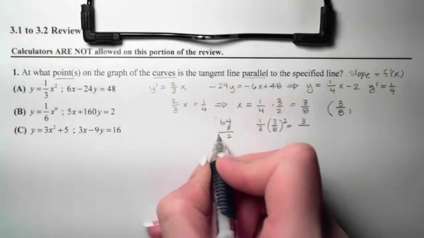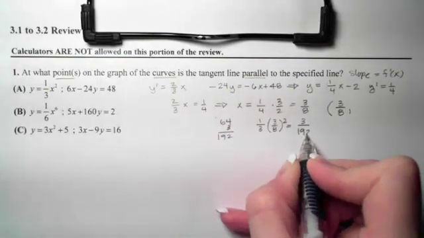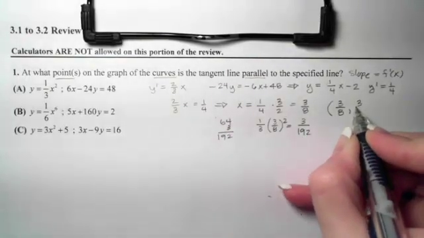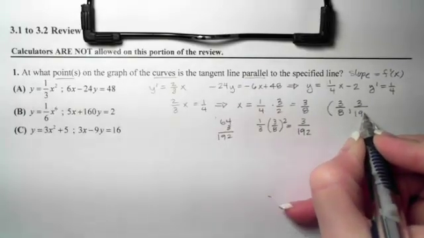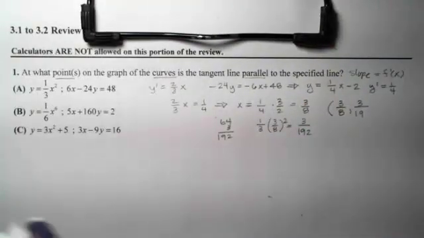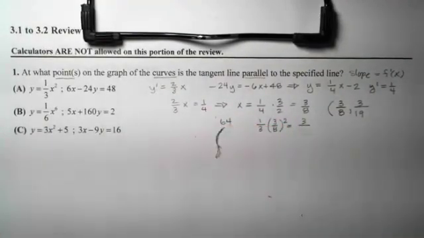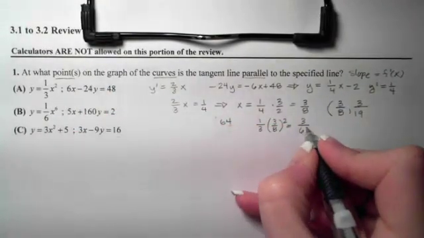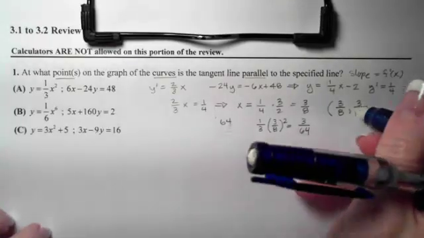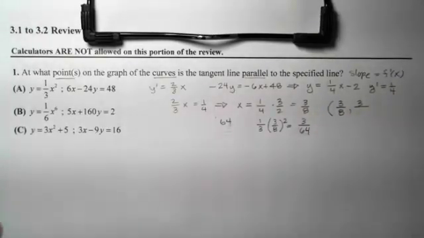We get 12, carry 1, 192. So my point would be 3/8 and 3/192. Oh, no, wait. I need to do that because I canceled the 3. So we just get a 64 on the bottom. Forgive me. 3/8 and 3/64.